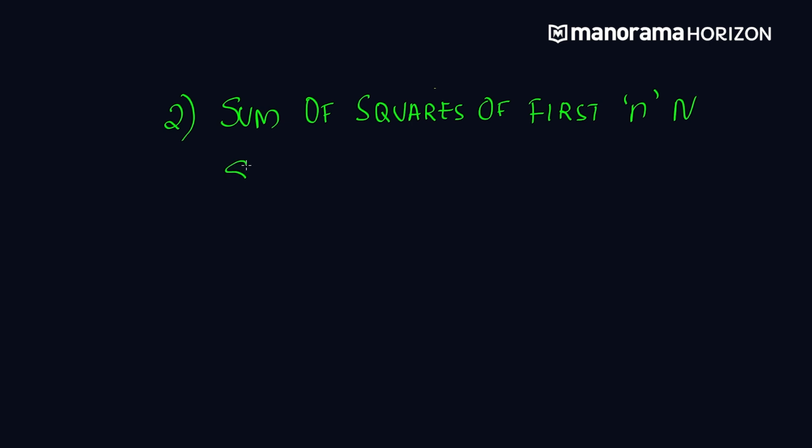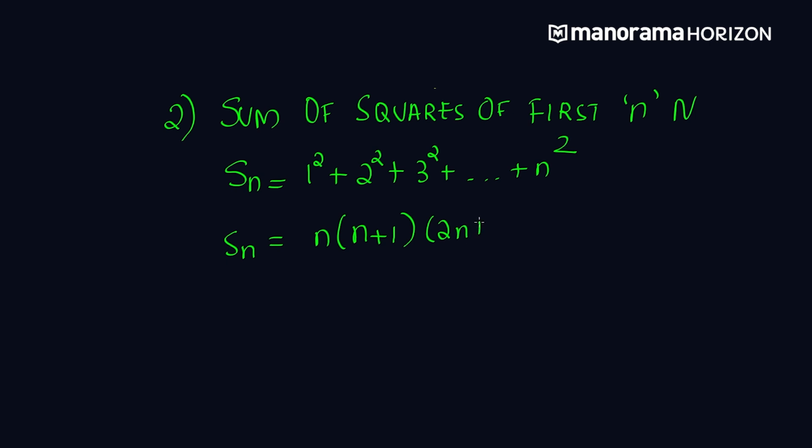Next series is the sum of squares of first n natural numbers. I repeat, sum of squares of first n natural numbers. That means your Sn will be equal to 1 square plus 2 square plus 3 square up to n square. This Sn can be written as n into n plus 1 into 2n plus 1 the whole divided by 6.